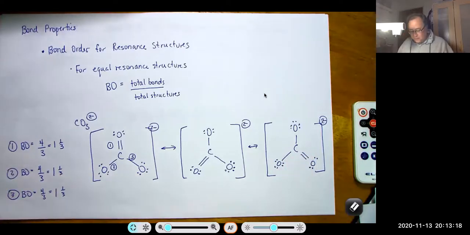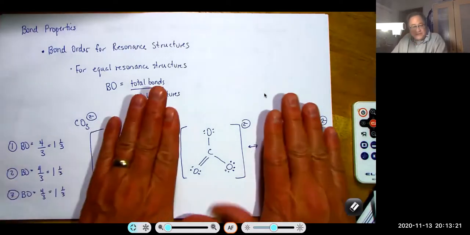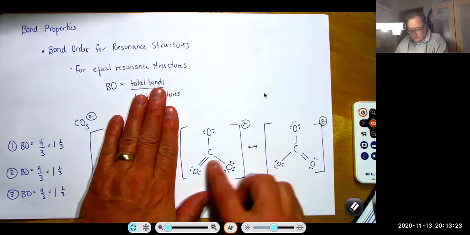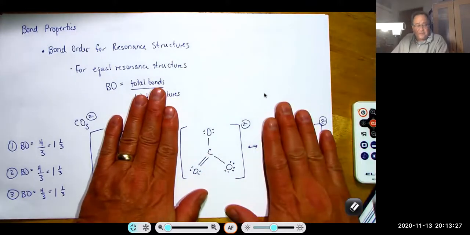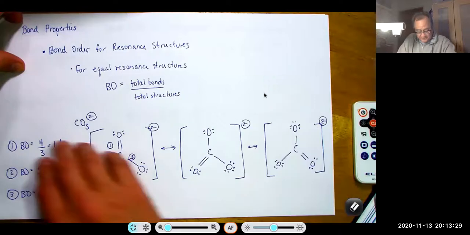Now, the way the book does it is they just look at one of these and they say, well, since these are all equivalent, we just average them. And that's not the way you do it. Let me show you why that's the case.